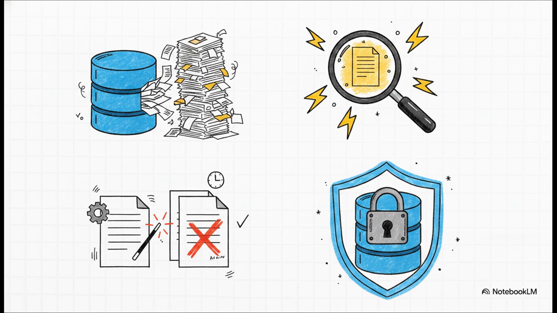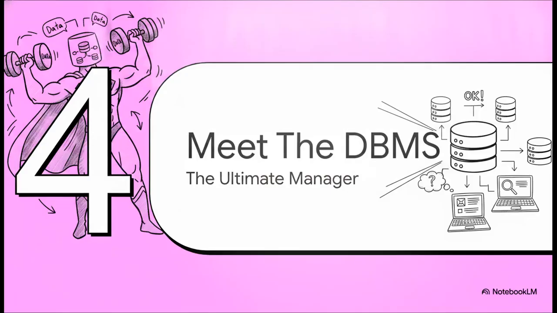We can retrieve information basically at the speed of light, update records with a single keystroke, stop accidental duplications, like booking the same train seat twice, improve accuracy, and above all, keep our data locked down and completely secure from prying eyes.